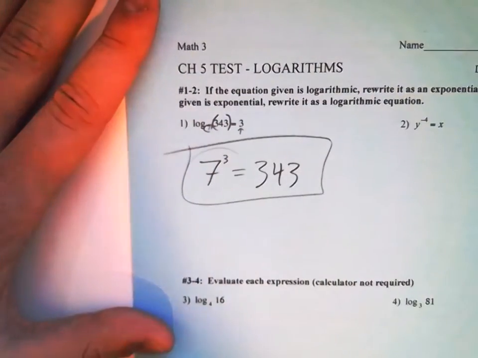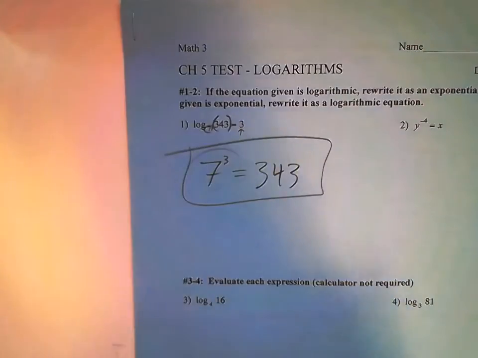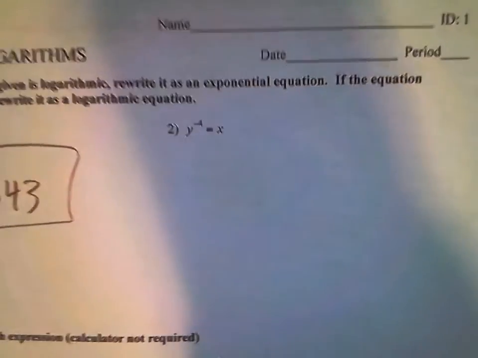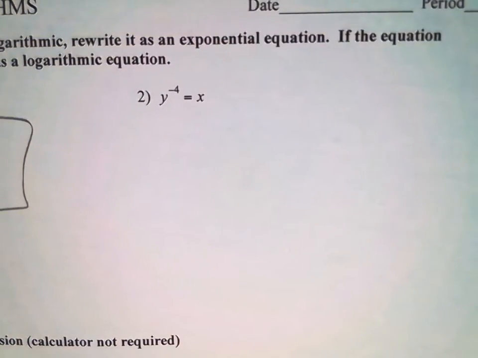Okay. So that one's with numbers. It's easy to check and make sure that it makes sense and works. This one, number 2, isn't as obvious.